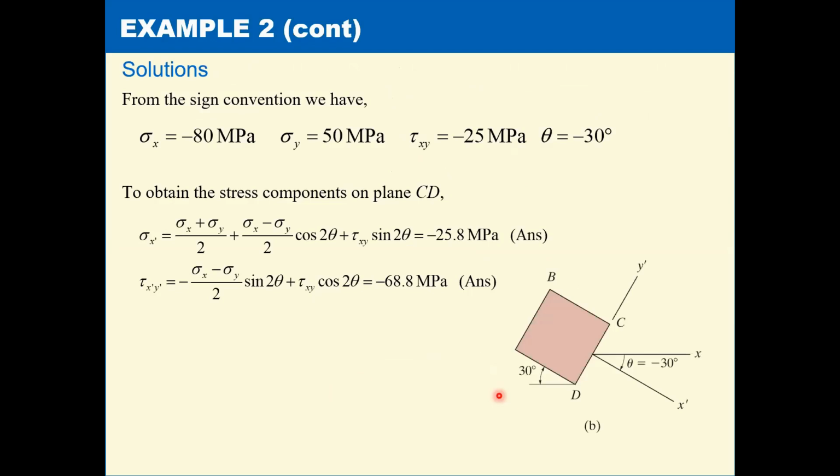Now there are some problems on the mastering homework that aren't quite as straightforward in determining what your angle is, but remember, if you cut through a plane, what you're looking to find is the angle that's normal or perpendicular to that hypotenuse of your cross section. In this case, we're just asking you to rotate the square element clockwise 30 degrees.